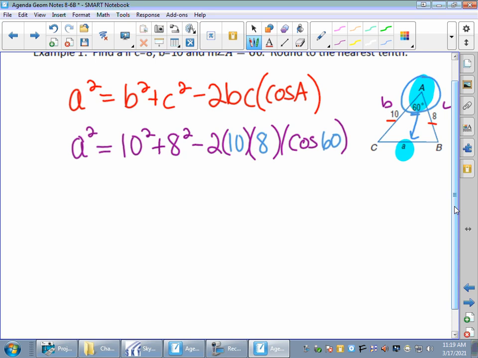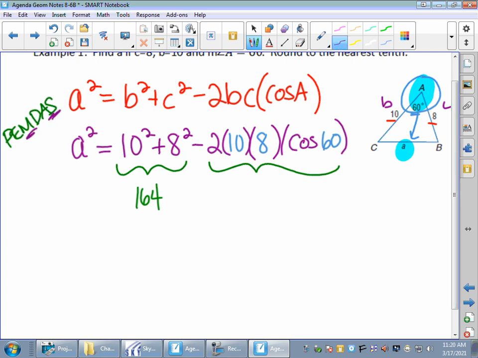So when I do this, 10 squared plus 8 squared, that's like 100 plus 64, right? Your calculator can double check, verify that that's 164. When I do all of this, before I can subtract, order of operations, PEMDAS says I have to do any multiplying before I do any subtracting. Subtracting and adding are our last things. So I can't do 164 minus 2 equals, and then multiply 10 times 8 times cosine of 60. I have to do all this multiplying first.